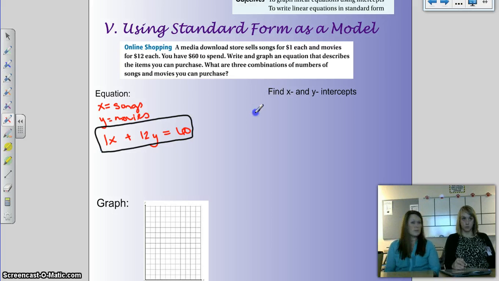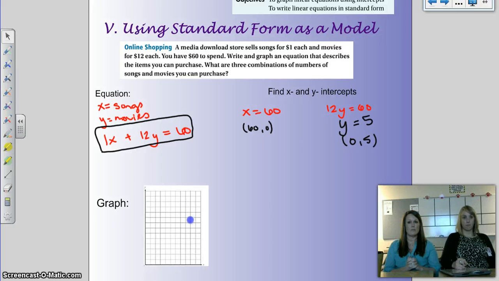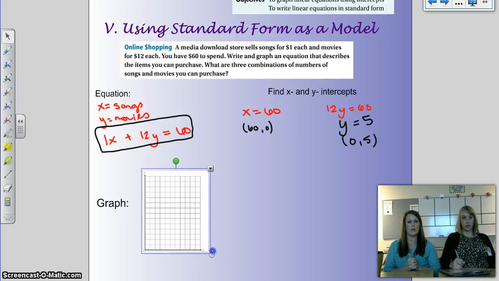Then we find the x and y intercepts. So x equals 60. That was easy. And 12y equals 60, and then y equals 5. So I have (60, 0) and (0, 5). Then I'm going to put this on a graph.